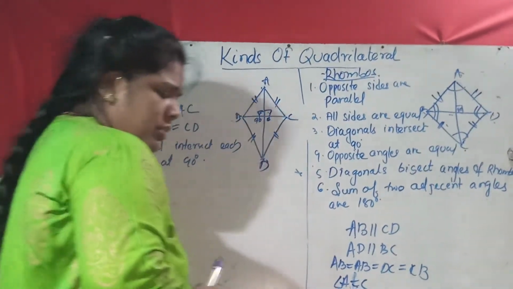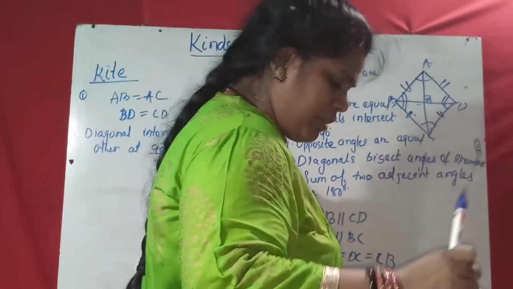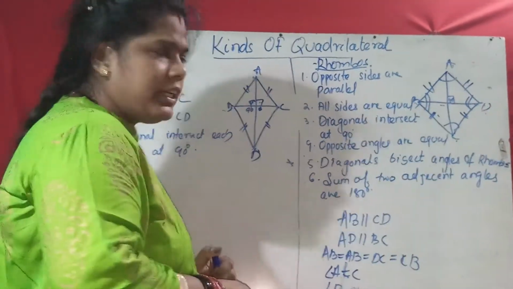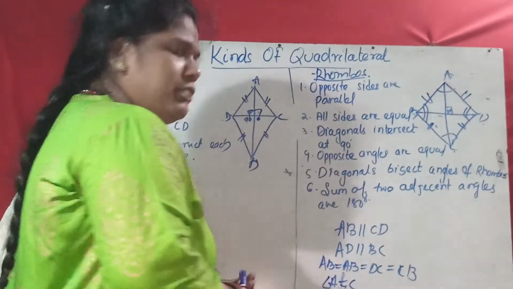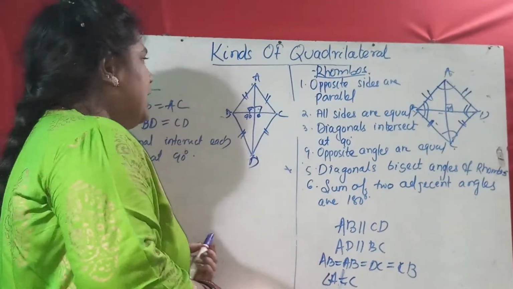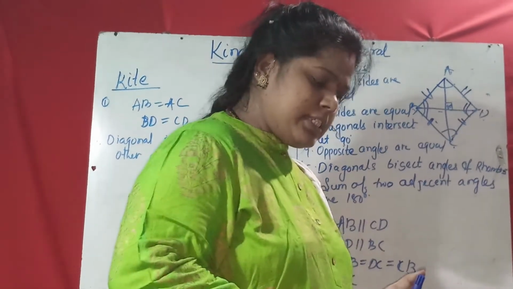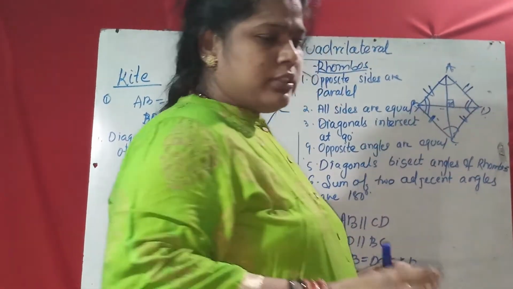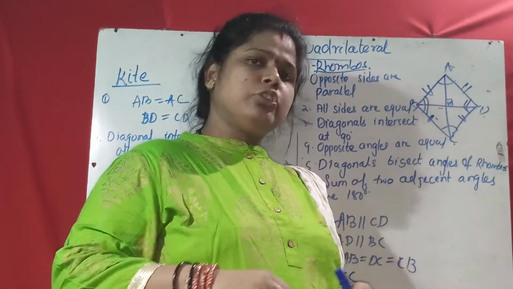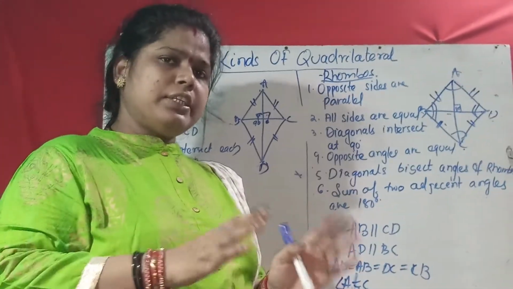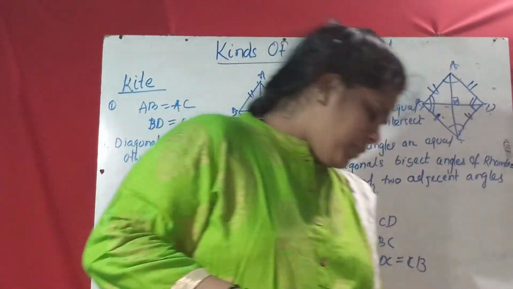So these are the different types of quadrilaterals. We read square, rectangle, trapezium, parallelogram, kite and rhombus. A quadrilateral is a closed figure with four sides, and according to their sides and properties, different names are given.